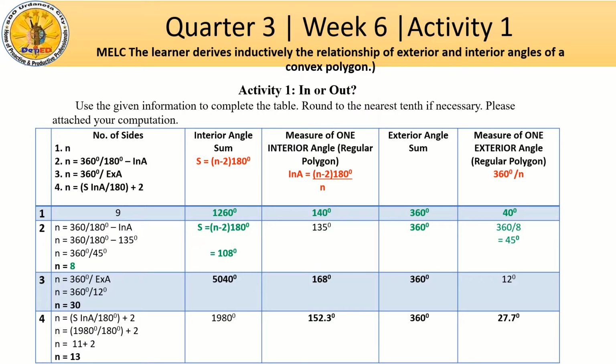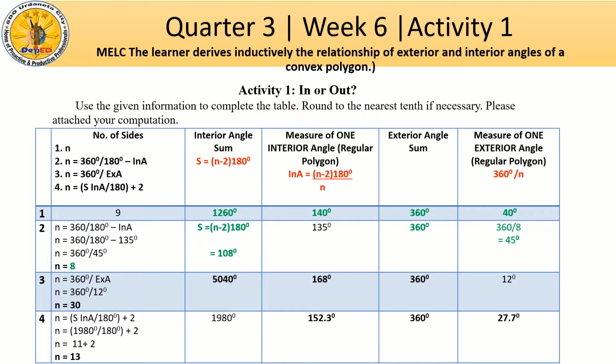Next, we're going to look for the interior angle sum. We're going to use S is equal to (n minus 2) times 180. Our n is equal to 8. So we have 8 minus 2 is equal to 6, times 180. So the interior angle sum is equal to 1080 degrees. Next, the exterior angle sum is always equal to 360.